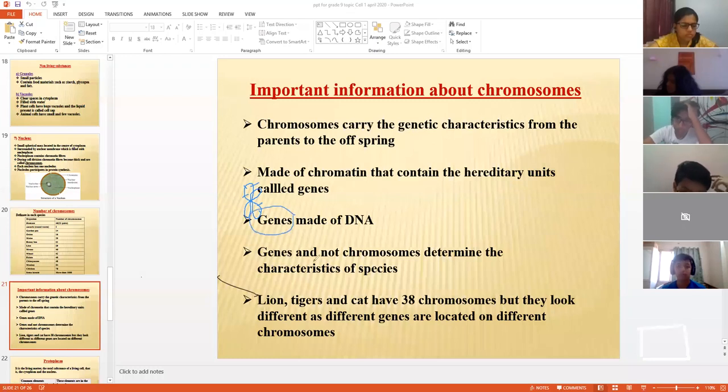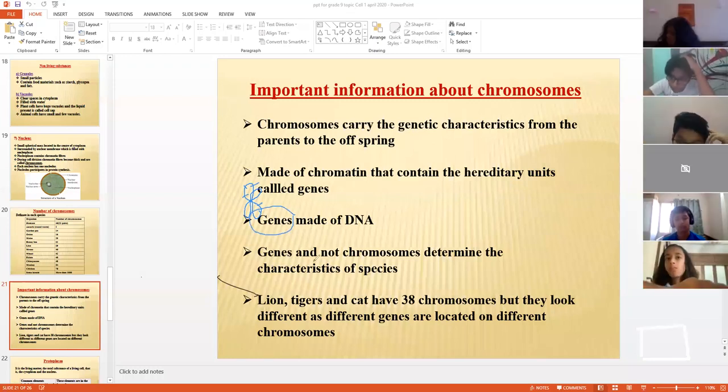These genes are present on different sites of the chromosomes, and this is how they are getting the different structures.